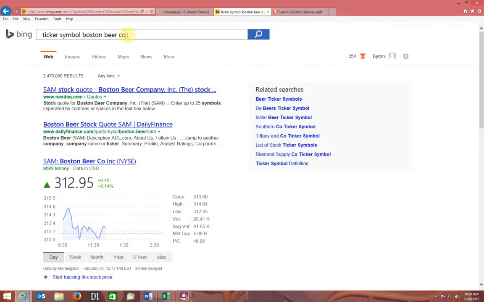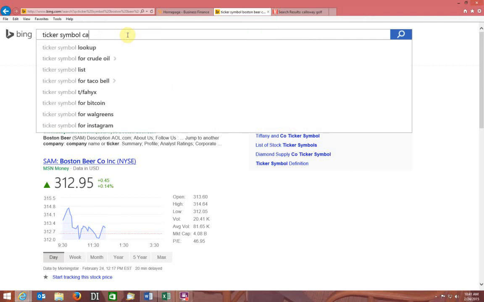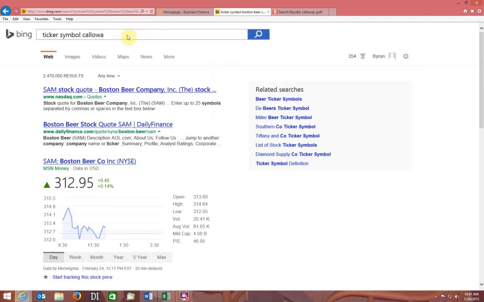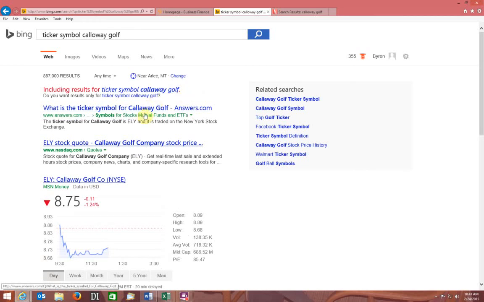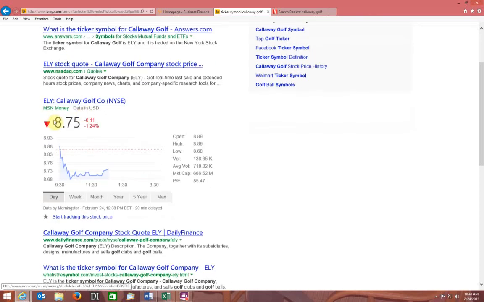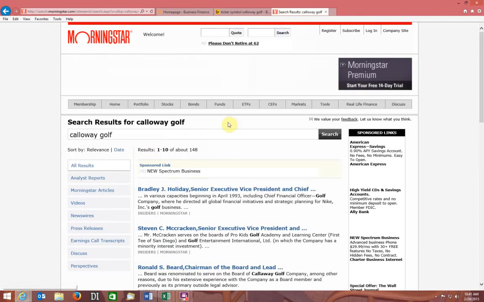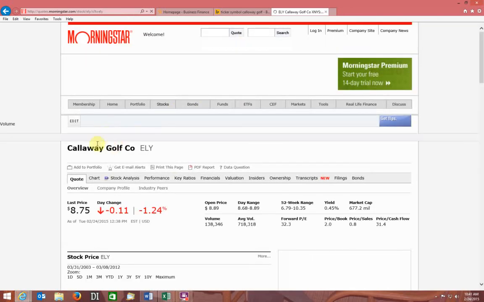Again, you might just want to come to your search engine and type in ticker symbol Callaway Golf. There you go. NASDAQ, ELY, stock quote, okay. ELY, again, it gives me those things. It tells me that it's trading on the New York Stock Exchange. Bingo. Okay, then I can come here and I can put it in just to affirm it. Hit the quote. And there we go. Callaway Golf Company, ELY.